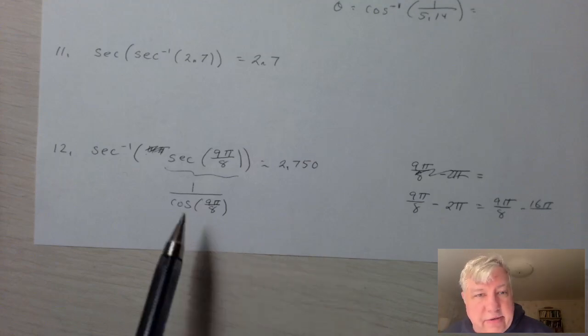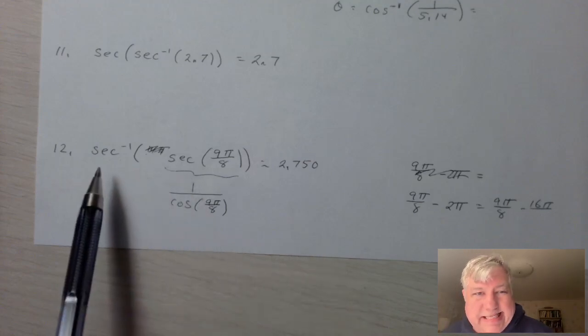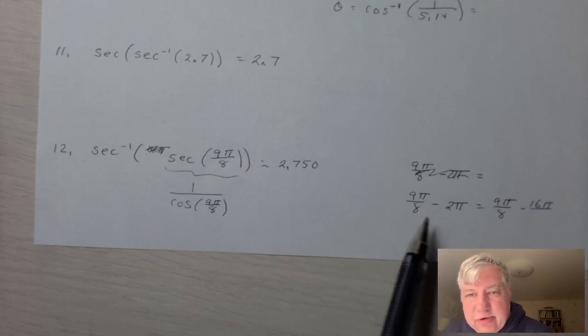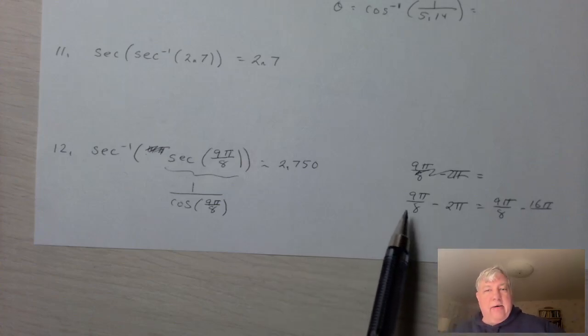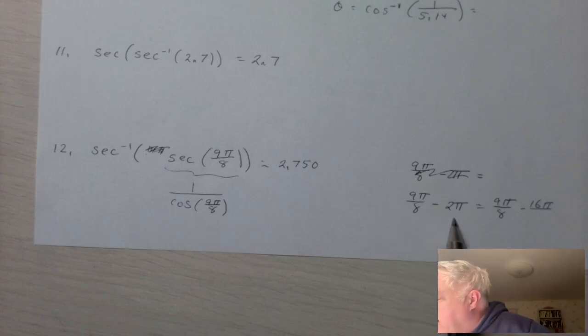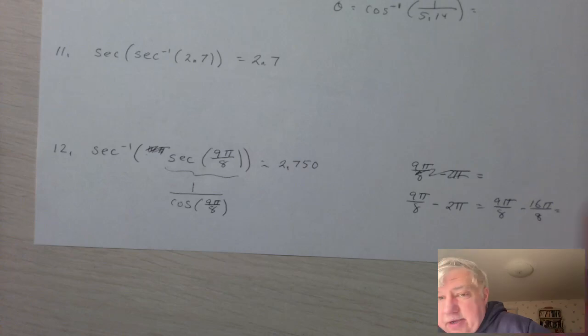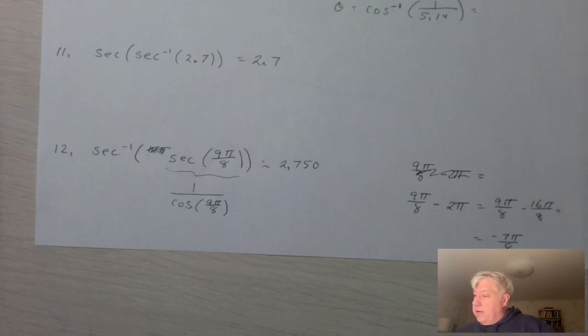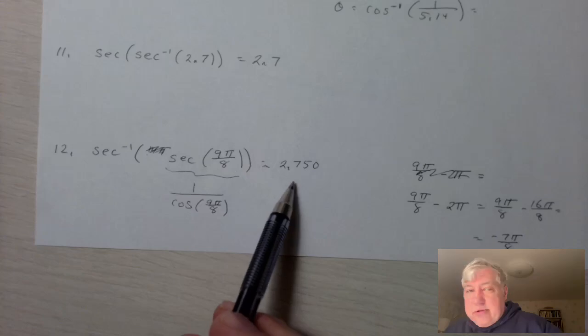The problem here is that the secant has a period of 2 pi, just like cosine. So you would think that 9 pi over 8 minus pi would work, but that would turn out to be negative 7 pi over 8, and that's not in the range either. And so anyway, I just did this on my calculator.